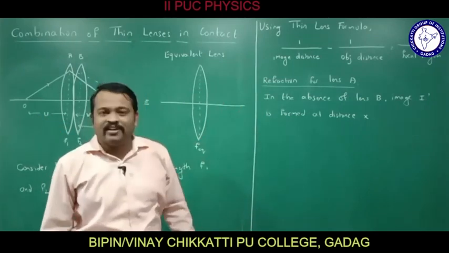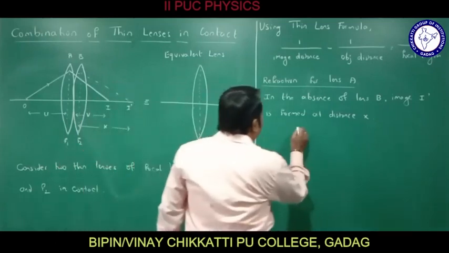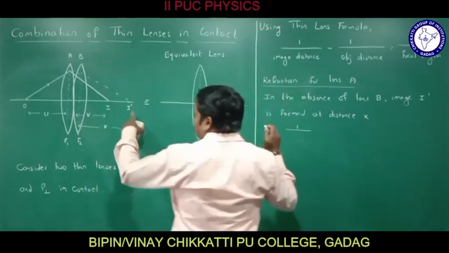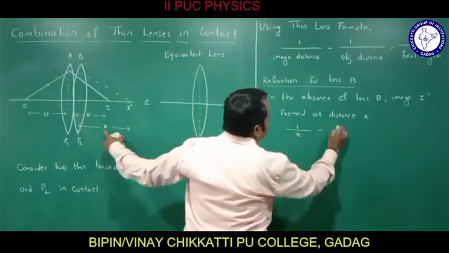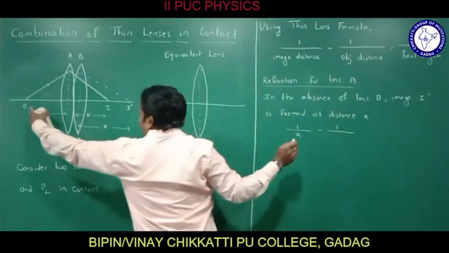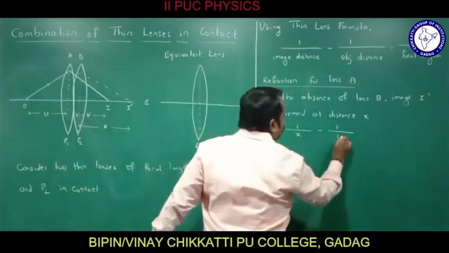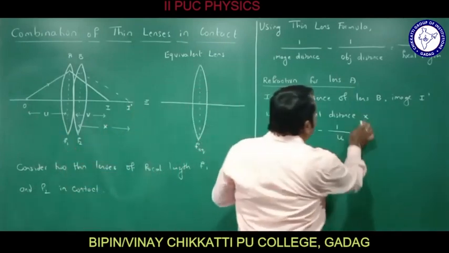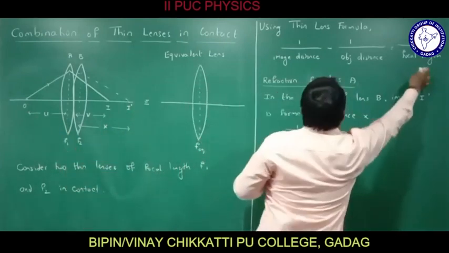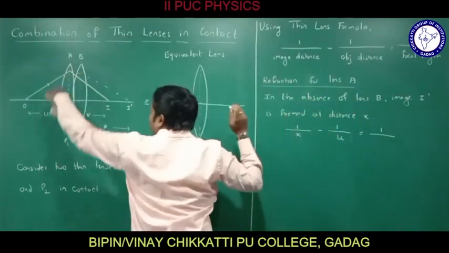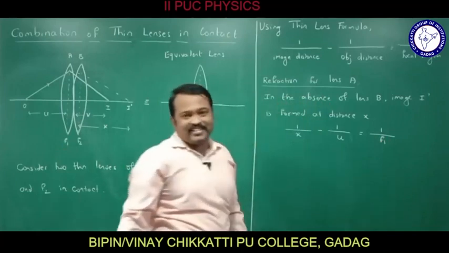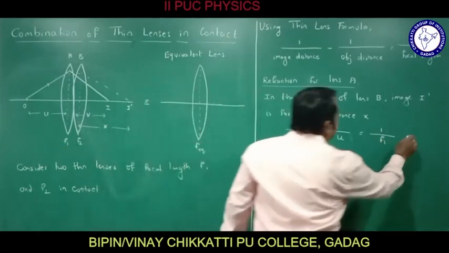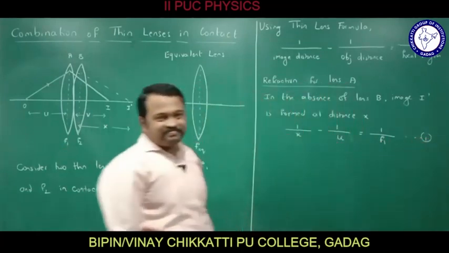Let me use this equation here. So 1 divided by, what is the image distance? Since it is an image, the image distance is X. Minus 1 divided by the object distance, that is U. So that is equal to 1 divided by the focal length of lens A. This is lens A, and its focal length, let me take it as F1. So this is equation number 1.